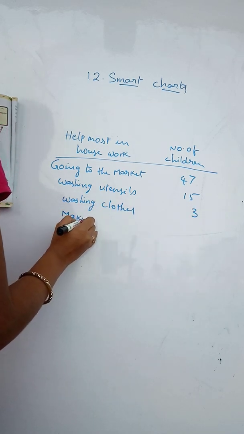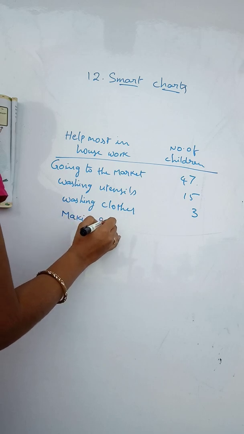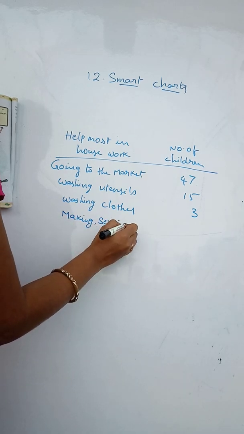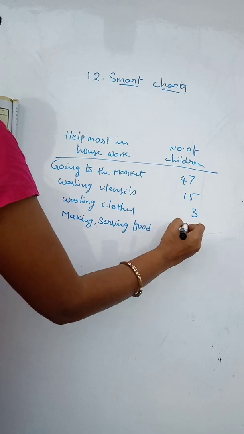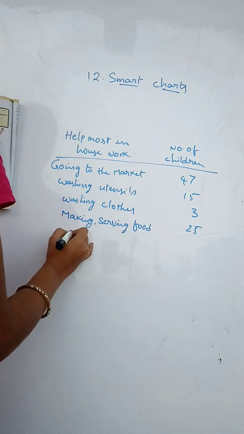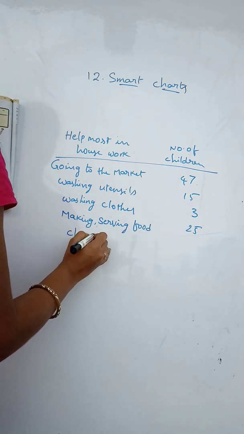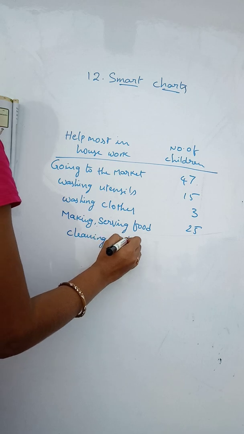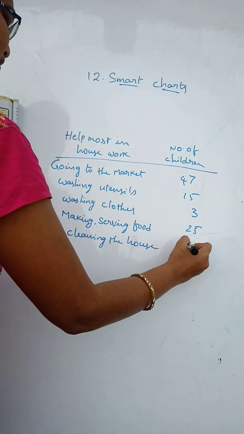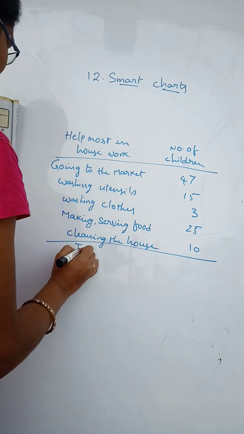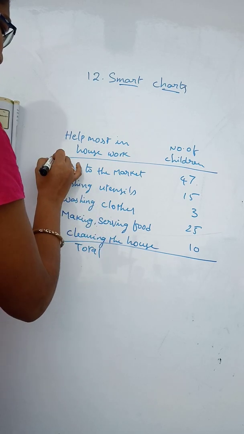Making and serving food. How many members are making and serving food? 25 members are making and serving food. Cleaning the house. How many members are cleaning? 10 members. Total, how many members are helping their parents?